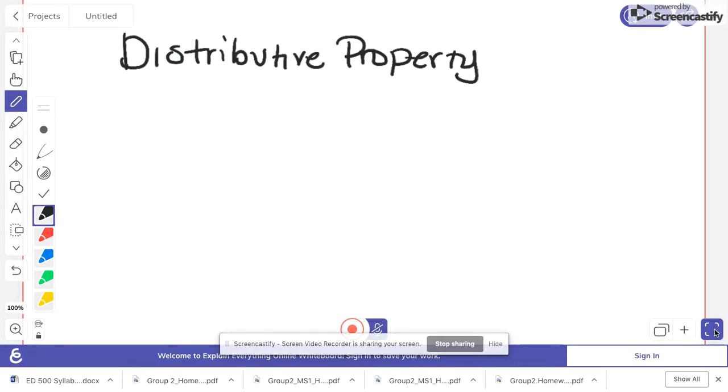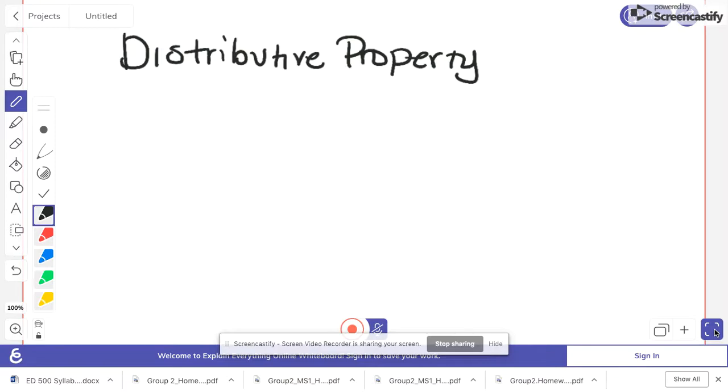We're going to do distributive property. Distributive property is one of the properties of operations that you will learn in middle school, and it will follow you. But today we're going to particularly talk about it because it's one of the most important properties that you will learn in algebra. So I'm going to jump right into it.